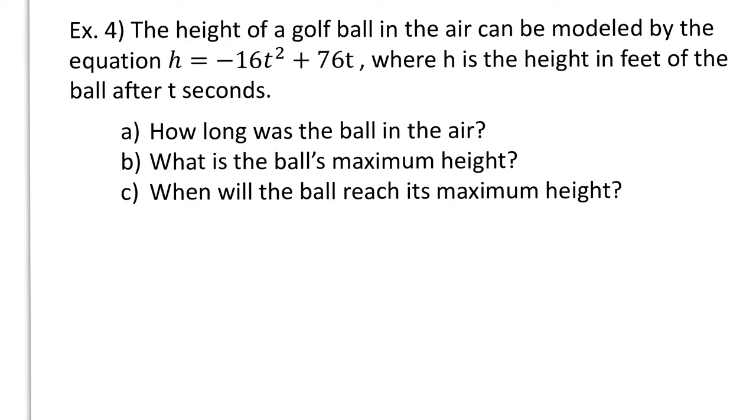Now the last one is kind of like an application problem where you are going to see how we use quadratic equations to solve a real world problem. So let's go ahead and read the question here. The problem says the height of a golf ball in the air can be modeled by the equation h equals negative 16t squared plus 76t, where h is the height in feet of the ball after t seconds. So we don't have x and y, but we do have an h and a t, and the t has a square. So that's where it comes, and you can say it's a quadratic equation because we have a variable with a square.